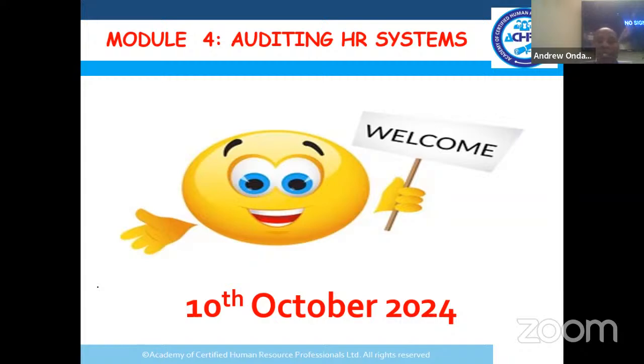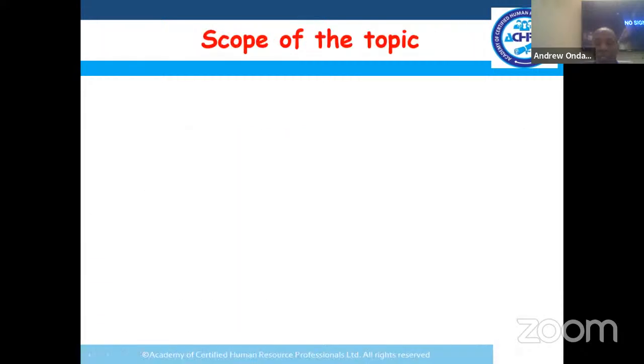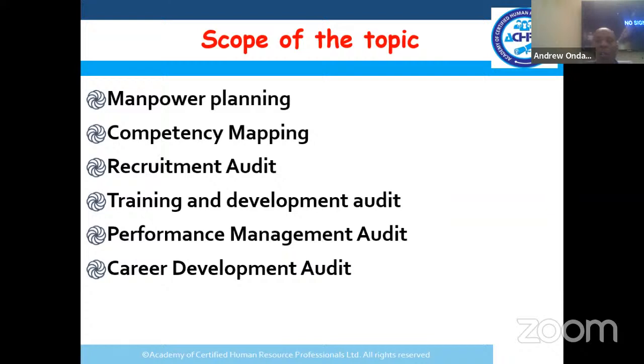So having said that, I want us to look at the scope of today's discussion, which is the areas we are going to discuss. As you can see from the screen, the first area is manpower planning. I will talk about it in detail in the next few minutes.